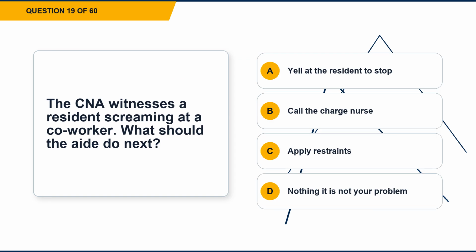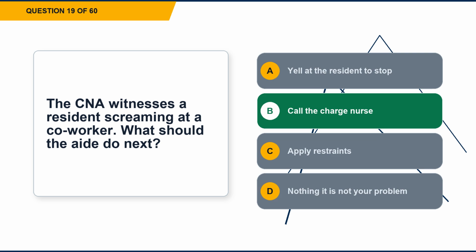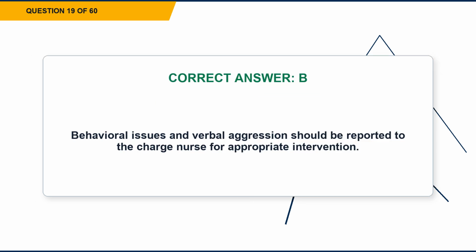Question 19. The CNA witnesses a resident screaming at a coworker. What should the aide do next? Option A, yell at the resident to stop. Option B, call the charge nurse. Option C, apply restraints. Option D, nothing, it is not your problem. The correct answer is option B, call the charge nurse. Explanation. Behavioral issues and verbal aggression should be reported to the charge nurse for appropriate intervention.